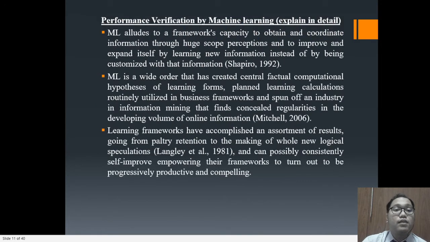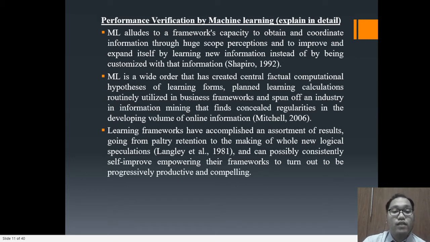Next is the performance verification by machine learning. Machine learning refers to a system's capacity to acquire and organize knowledge through large-scale observations, and to improve and expand itself by learning new knowledge instead of by being programmed with that knowledge.